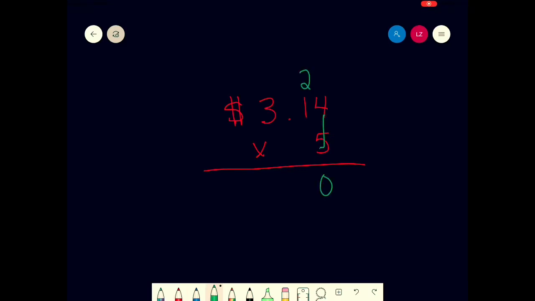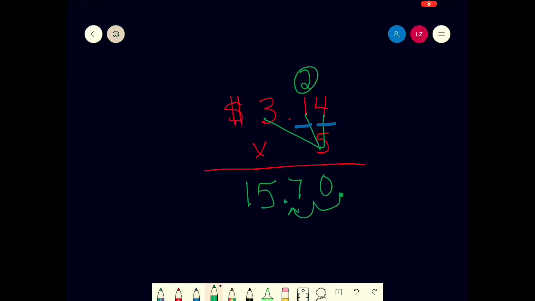5 times 4 is 20. 5 times 1 is 5, plus 2 is 7. 5 times 3 is 15. Let's look and see how many places past the decimal. 1, 2. So we're going to take the decimal point that would have been right here.